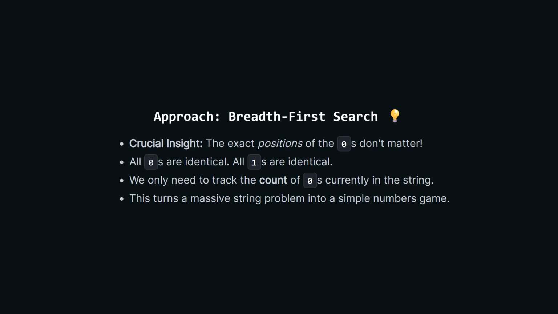The absolute most important insight for this problem is realizing that the positions of the characters simply do not matter. Because we can freely choose any k items to flip, one 0 is just as good as another 0. We don't need to track the whole string, we only need to keep track of a single number. How many zeros do we currently have? This simplifies the problem dramatically.